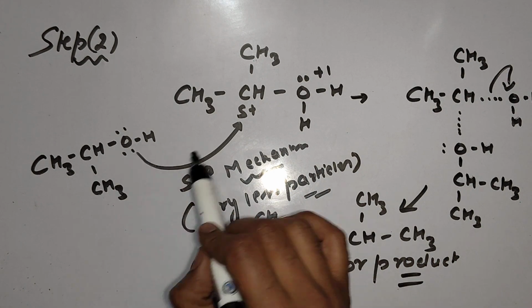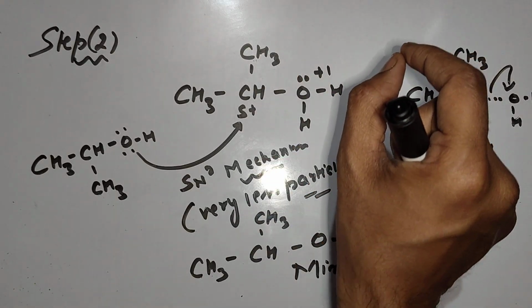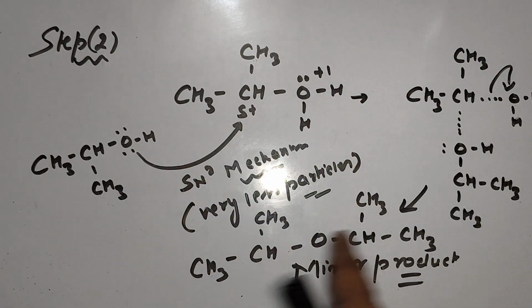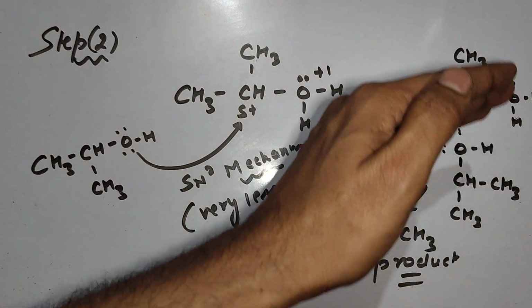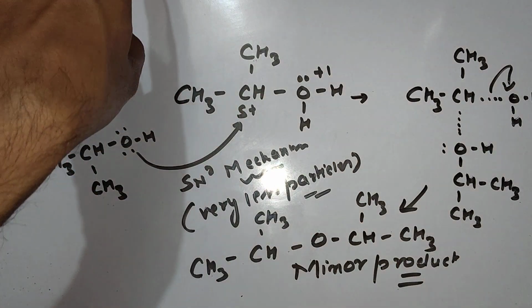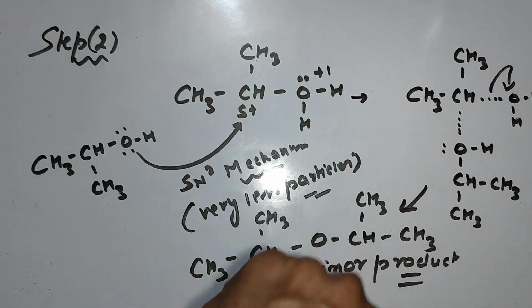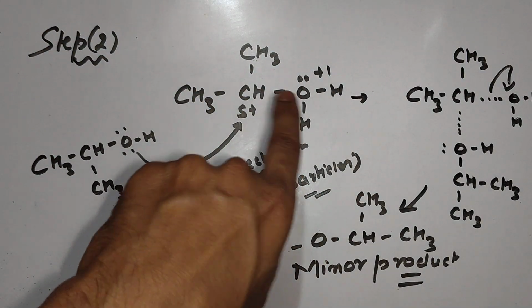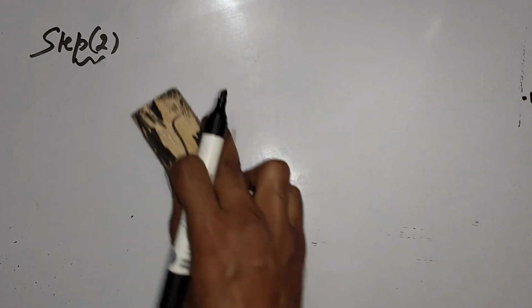Because we know this attack is very difficult due to crowding, but few particles are able to perform it, due to which few ether particles can also be generated as a side product. That's why we are calling it minor product. But most of the particles are creating carbocations and creating alkene. Same problem is there with 1 degree alcohol. Most of the particles are creating ether by SN2 attack, but few particles are also creating alkene. Let me show it here.